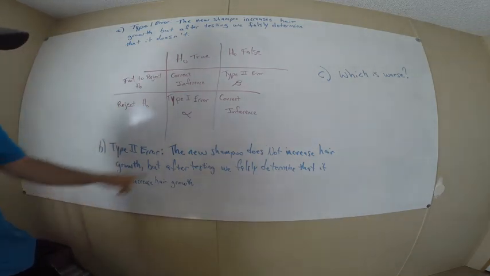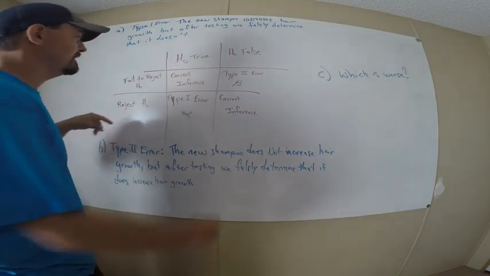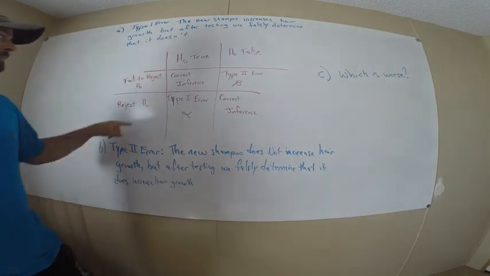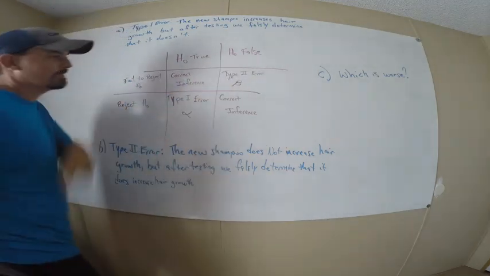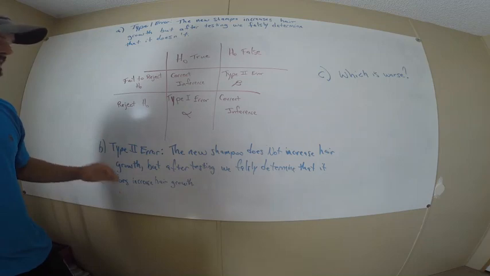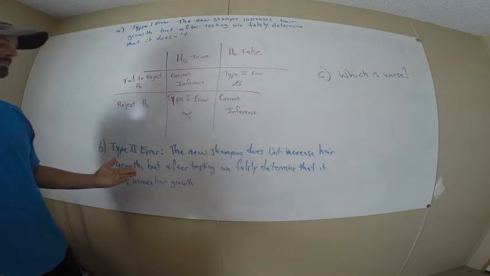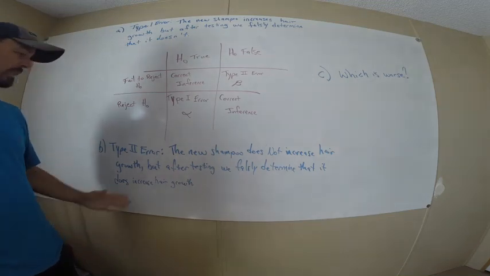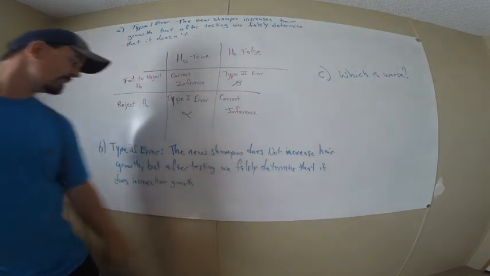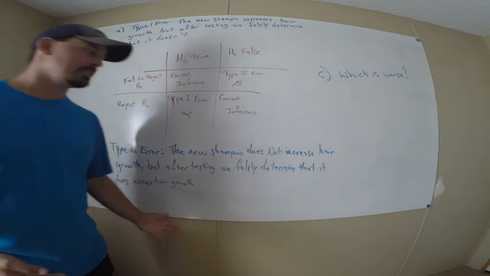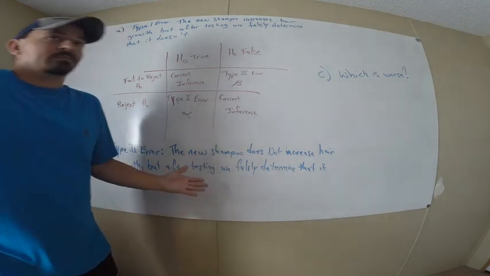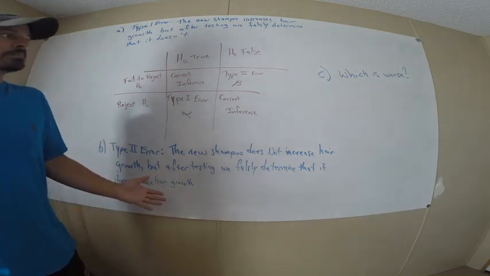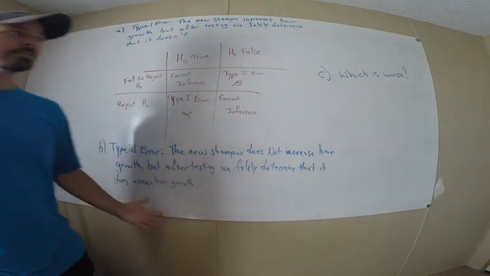Type 2 error. Okay, type 2 error, if we look at our little chart here, that's when the null hypothesis is false, but we reject it. Or we don't reject it, sorry. Null hypothesis is false, and we fail to reject it. Okay, so here, null hypothesis is false. So the new shampoo does not increase our hair growth. It doesn't, not at all. But after testing, we falsely determined that it does increase our hair growth. So this shampoo doesn't work, but for some reason, after we run all the numbers, it looks like it does work. But it doesn't. So what we found is false.